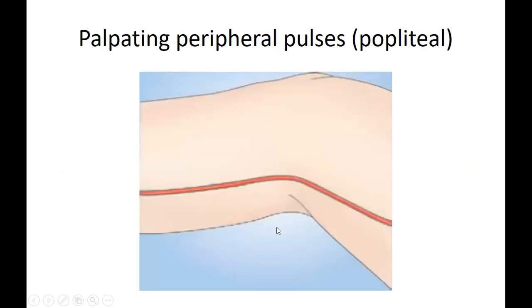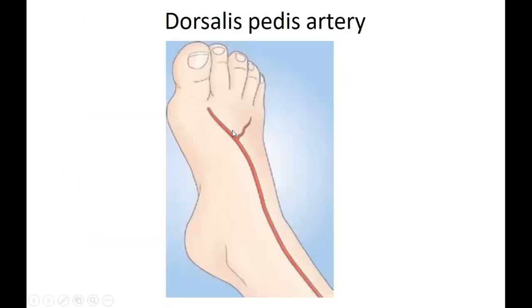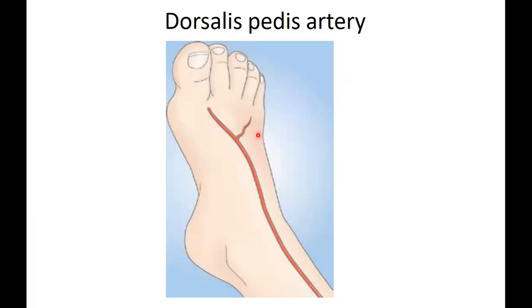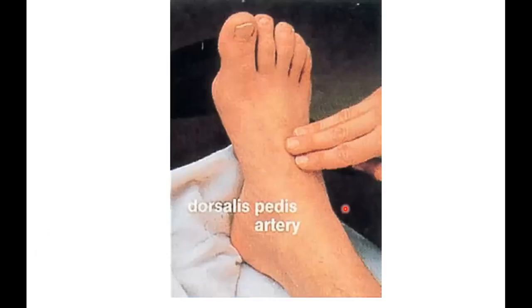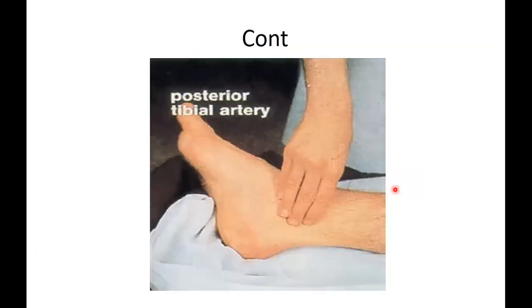So this is the site for the popliteal pulse. You can palpate it in that manner, okay? Then we have the dorsalis pedis here. You can palpate the dorsalis pedis by palpating this area here. That is how you palpate it. Then the posterior tibial artery runs just behind the medial malleolus there, so you can palpate it in that manner.